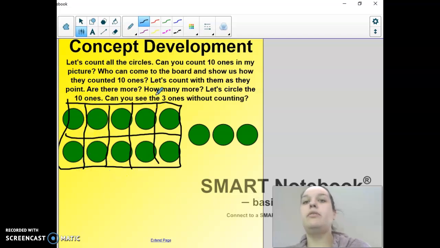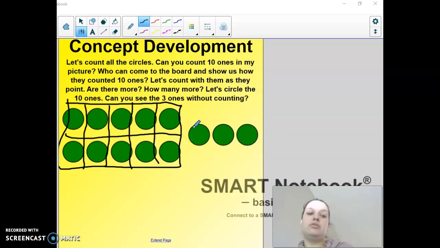But is our 10 frame full? Yeah, so how many ones are in that 10 frame? 10. Okay, so we have 10 ones, and how many ones left over? Let's see. 1, 2, 3. I want you to pause me and think about how you would say that. You have 10 ones and how many more ones? Go ahead. So we would say, I have 10 ones and 3 ones.